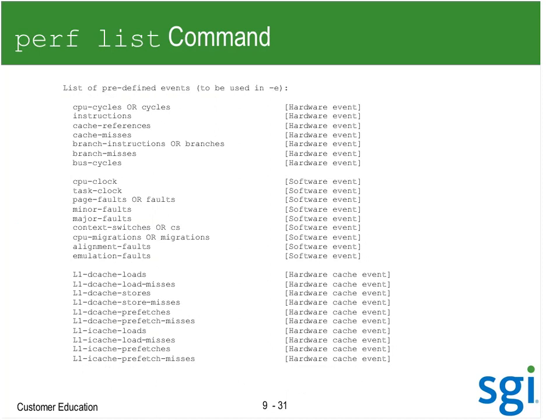Alignment faults are relevant. Everything is important to be able to align to cache line boundaries. We don't want an item, an object, for example, a floating point number to cross the 64-byte cache line. We want everything aligned to that 64-byte boundary.